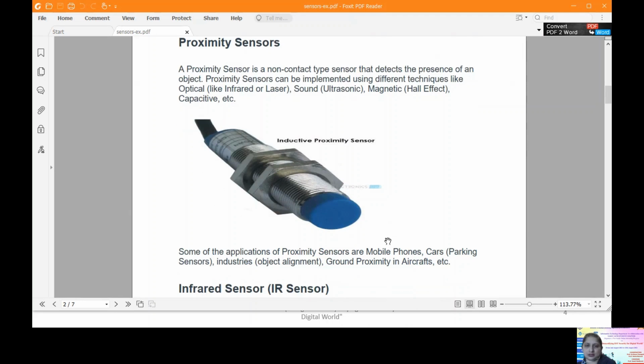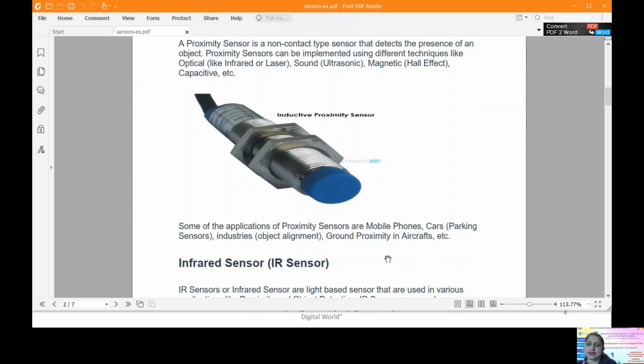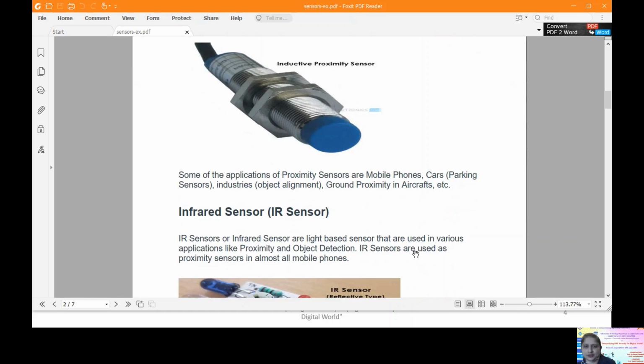Some of the applications where we can use proximity sensors are definitely your mobile phones. Then we can use these sensors for parking of cars. We can use these sensors in some industries to detect objects or decide the alignment of objects. Then we can use them for ground proximity in aircraft.